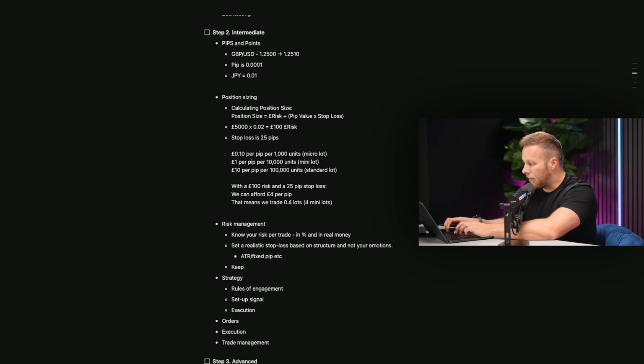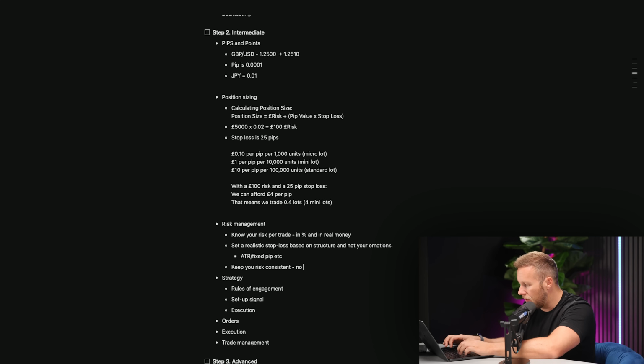The next thing is keep your risk consistent, okay? And what I mean by that is no over leveraging because the trade feels right. You don't want to be doing that.